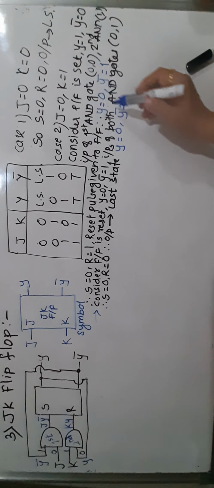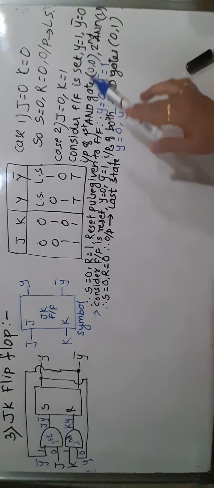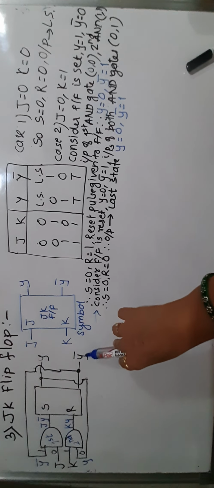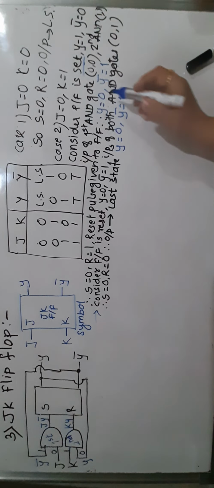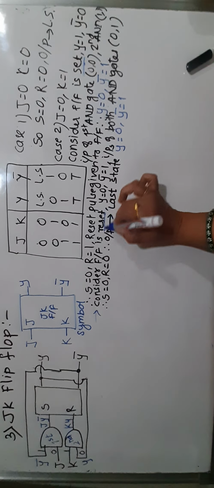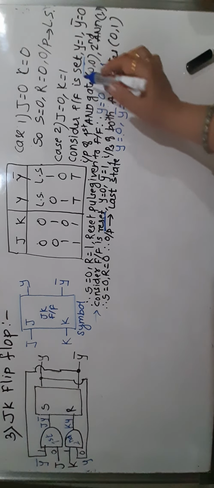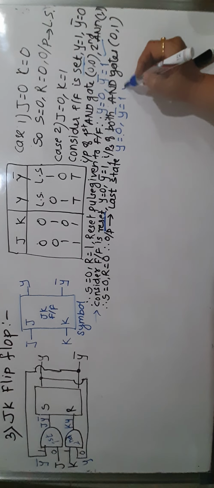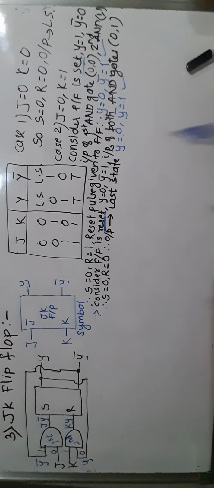Okay. So in both states, we have started case 2 where j is 0, k is 1, and we don't know what is output. Initially we considered that flip flop is set, then we got output as y equal to 0, y bar equal to 1. Then we considered that flip flop is reset, then also we got y equal to 0, y bar equal to 1. So in both cases we are getting same output, y 0, y bar 1. That's why we are writing here y 0, y bar 1. Now the same we have to consider in next case, case 3.